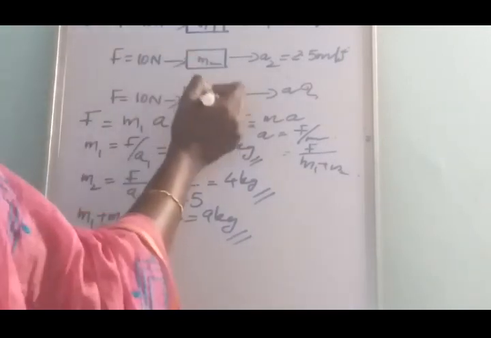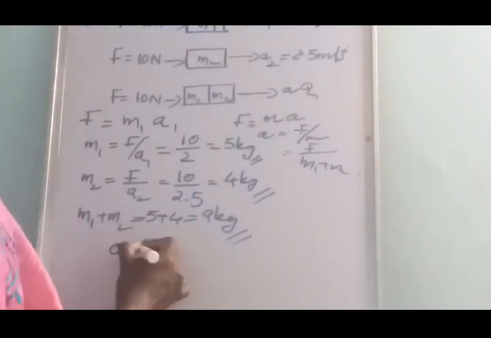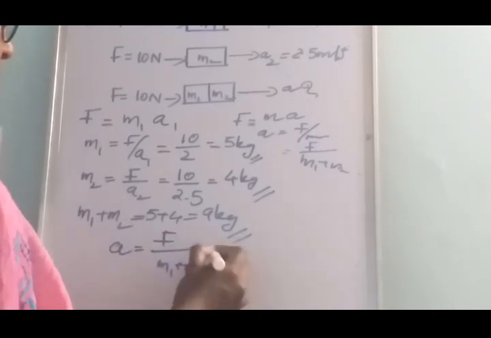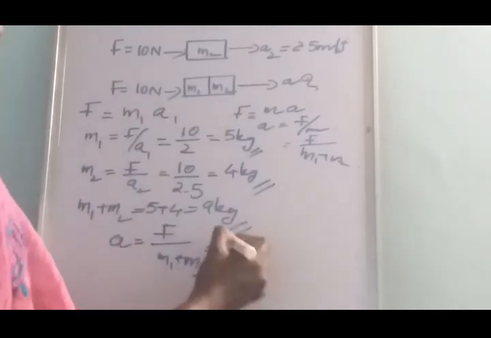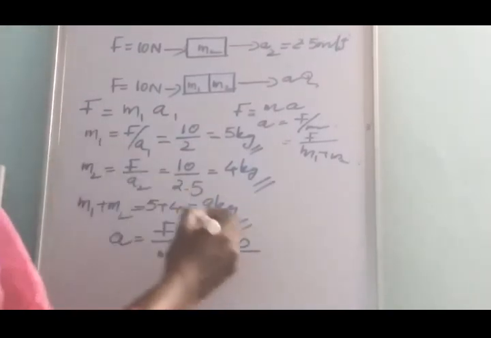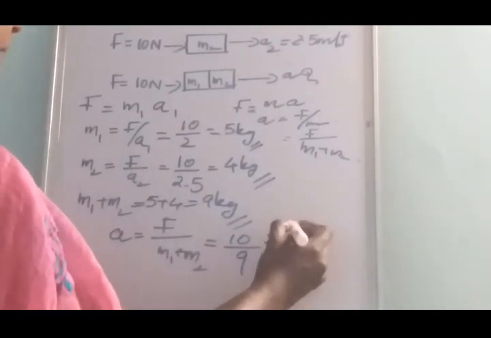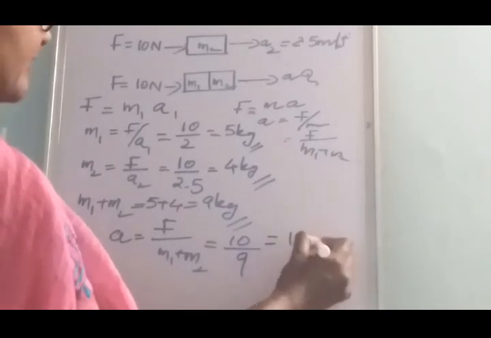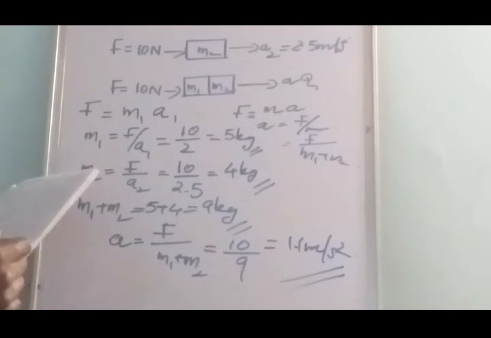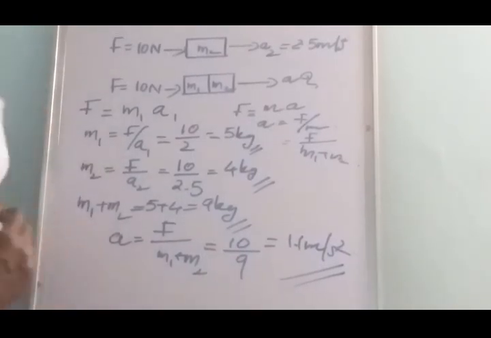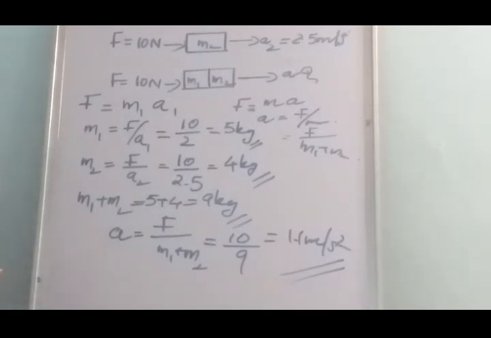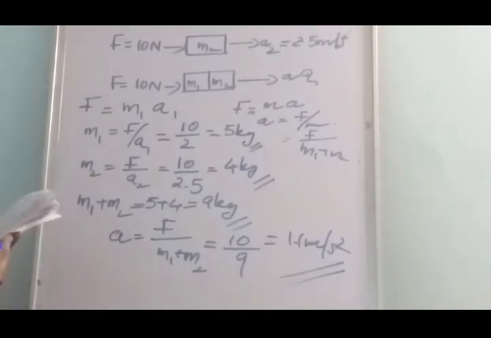Then what is the acceleration A here? A is equal to F divided by m1 plus m2. The same force is 10, divided by m1 plus m2, which is 9. 10 divided by 9 is 1.1 meter per second square. So the acceleration produced is 1.1 meter per second square.